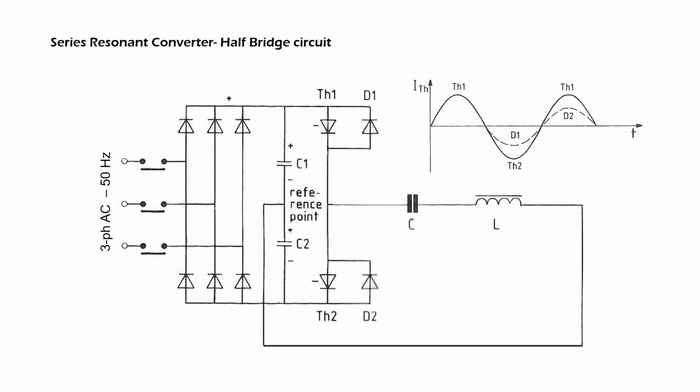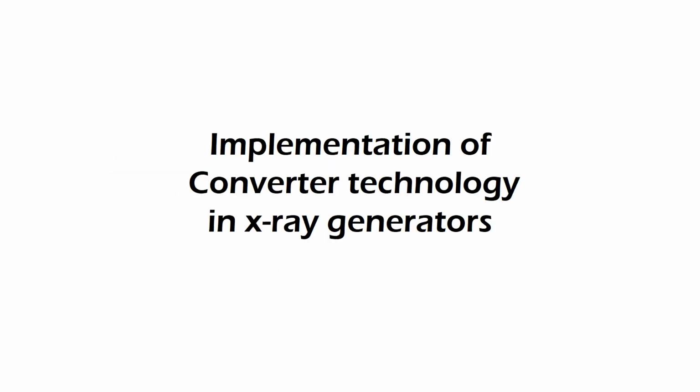Now that we have learned about the series resonant converter, let us explore how this converter technology is implemented in high-frequency X-ray generators. The principle of the converter described so far is utilized at different points in high-frequency X-ray generators. In some generators, the high-tension AC output is rectified by a full bridge, while in other generators a half bridge is used for this purpose.